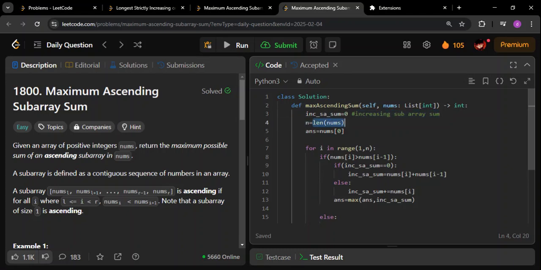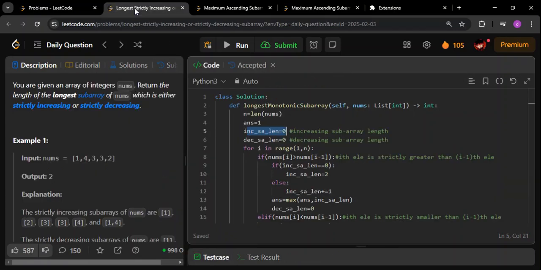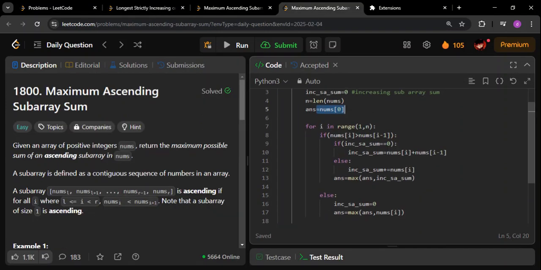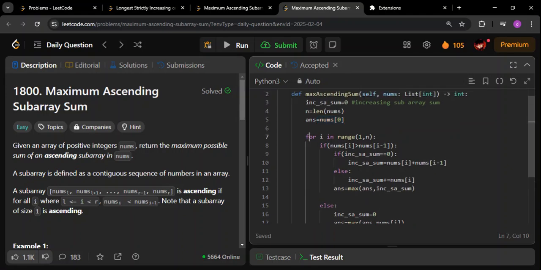I'm calculating the length of the given input. Then I'm starting my answer with 0, nums of 0. In yesterday's video, we were starting with 1, because the smallest length is going to be 1 in that case. But here we have to start with nums of 0, right? Now, see, everything is same.